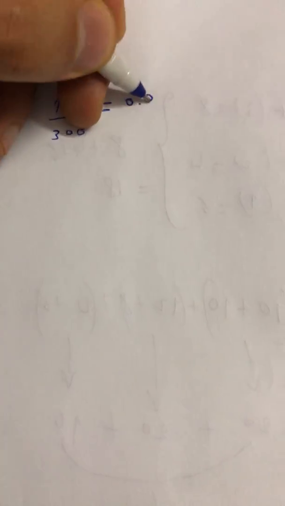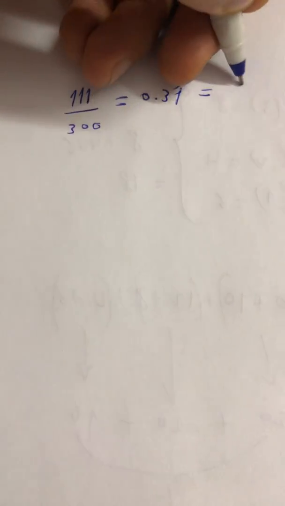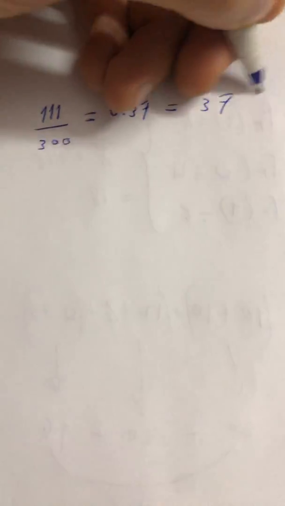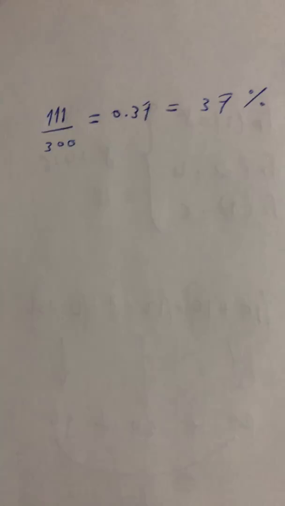So now, this is the experimental probability. I divide 111 over 300. This gives the result 0.37. Okay, and 111 over 300 in percentage will be 37%.